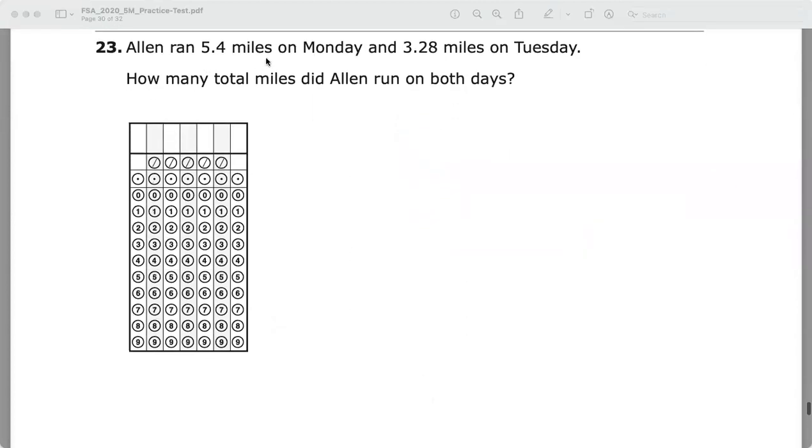Alan ran 5.4 miles on Monday and 3.28 on Tuesday. How many total miles did he run? So we're adding 5.4. And when you're adding with decimals, make sure you line up your decimal point, 3.28. Okay, and this 4, I'm going to put a 0 over it for a placeholder. We're adding, so 0 plus 8 is 8, 4 plus 2 is 6. Decimal point doesn't change, and 5 plus 3 is 8, so it's 8.68 miles altogether.